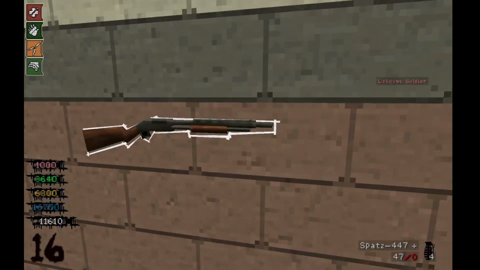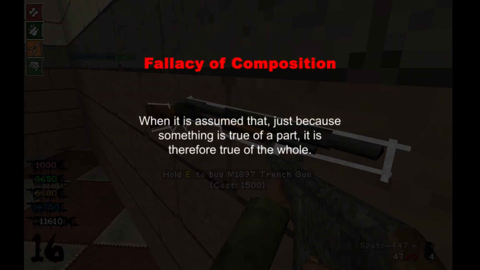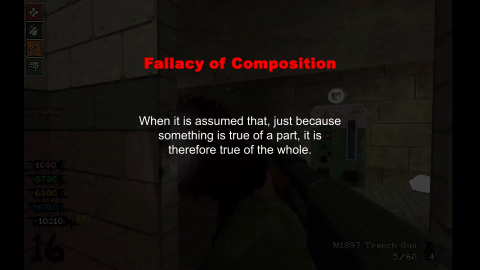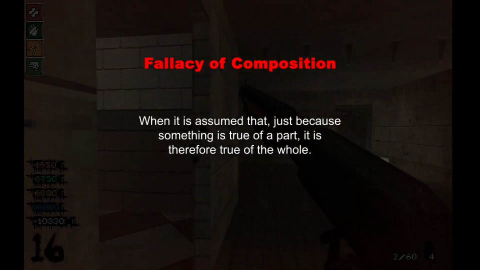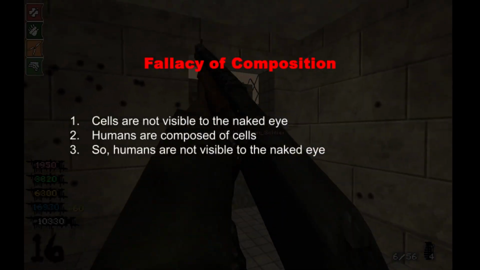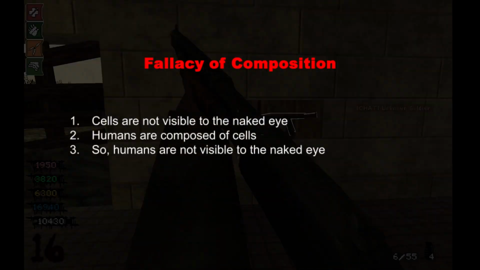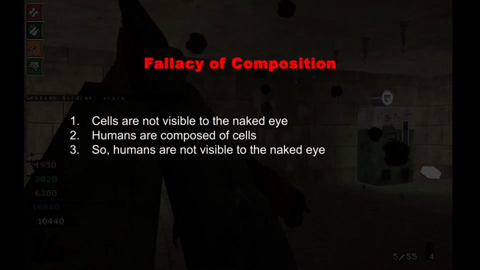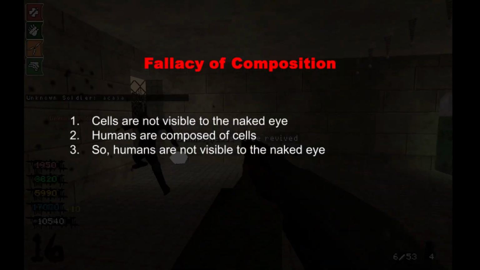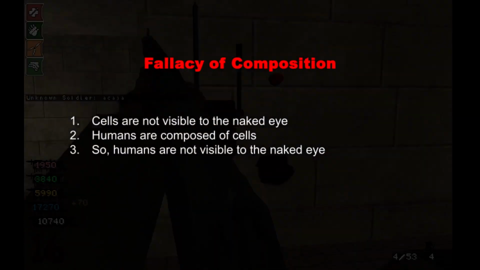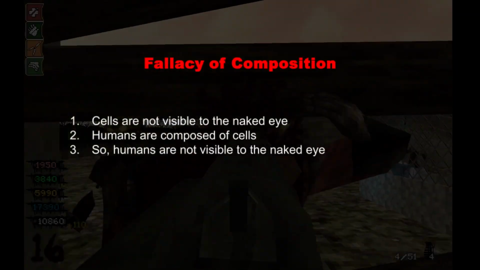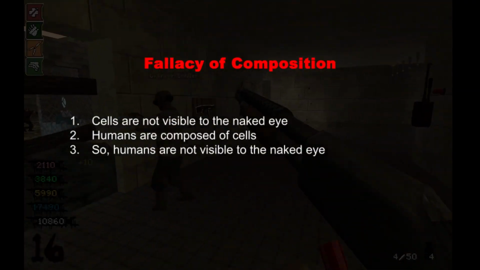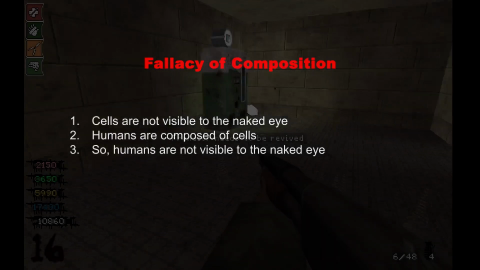Now next we can cover the fallacy of composition. Now basically this assumes that when something is true of a part, it is therefore true of a whole. So let's say cells are not visible to the naked eye. That's true. Humans are composed of cells. Also true. So humans are not visible to the naked eye. That's false because you're assuming that because cells are part of something, that therefore the whole has the same properties. Wholes do not have to have the same properties as their parts.